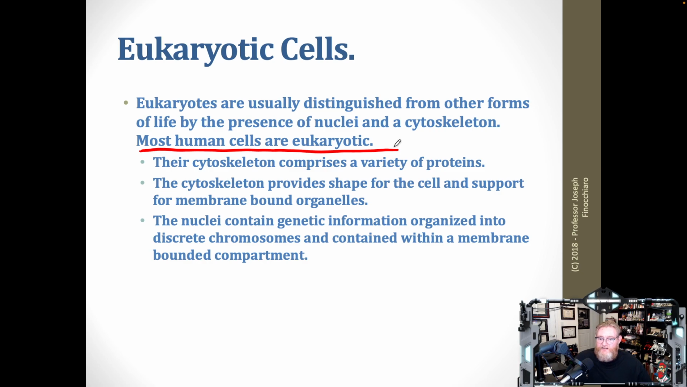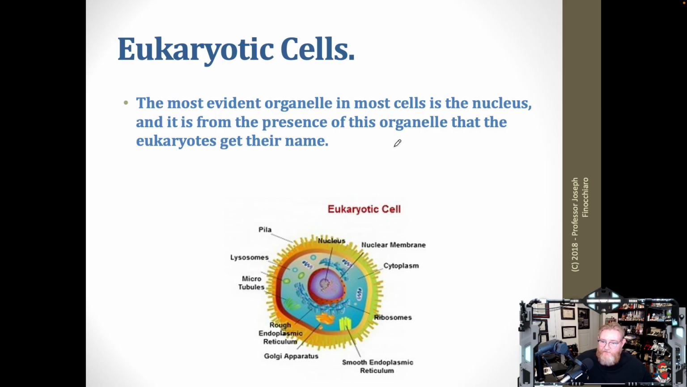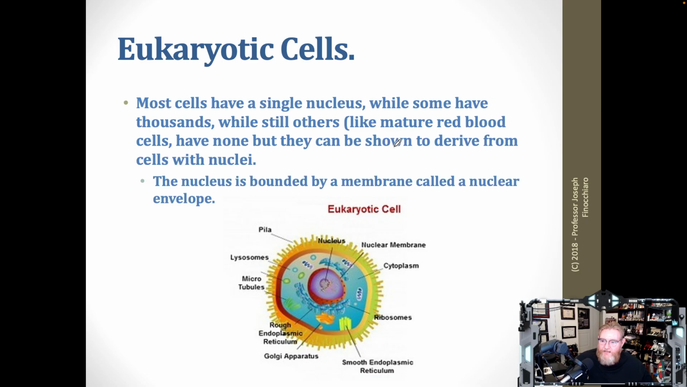The cytoskeleton provides shape for the cell and support for membrane-bound organelles, and the nuclei contain genetic information organized into discrete chromosomes and contained within a membrane-bounded compartment. The most evident organelle in most cells is the nucleus, and it is from the presence of this organelle that the eukaryote gets its name. Most cells have a single nucleus, while some have thousands, and others, like red blood cells, have none, but can be shown to derive from cells with nuclei. The nucleus is bounded by a membrane called a nuclear envelope.